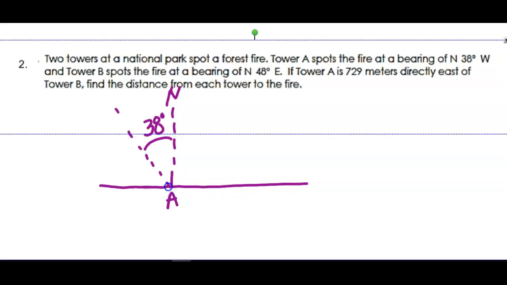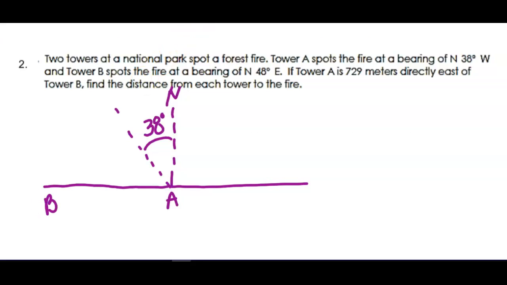I'm going the wrong way. So Tower B is over here to the west, right? Tower A is directly east. There we go. Find the distance of each to the fire.